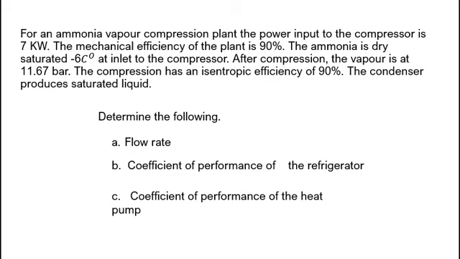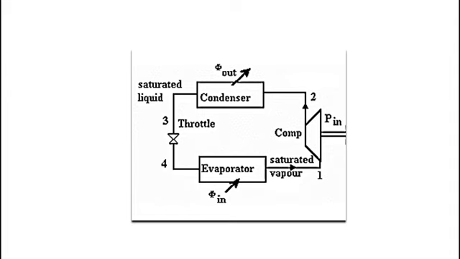You need to calculate the mass flow rate, the coefficient of performance of the refrigerator, and the coefficient of performance of the heat pump. From the diagram we have the refrigeration cycle or the heat pump cycle. We assume that the first point is the point before compression, the second point is the point after compression, the third point is the point after condensation, and the fourth point is after the expansion in the throttle valve.